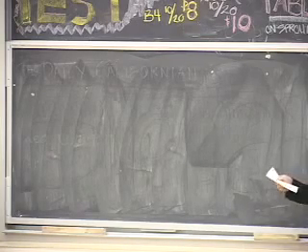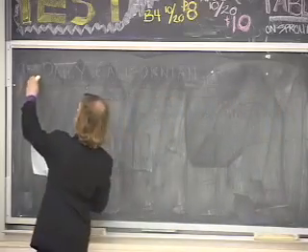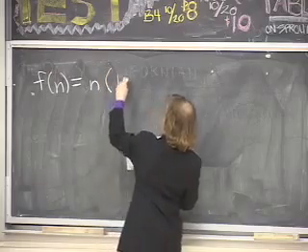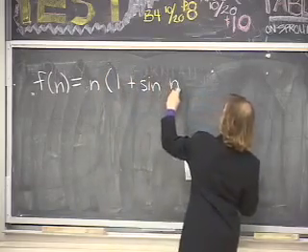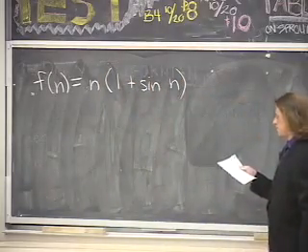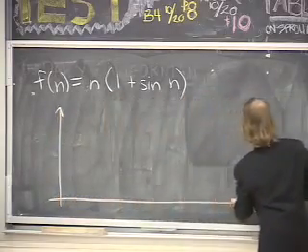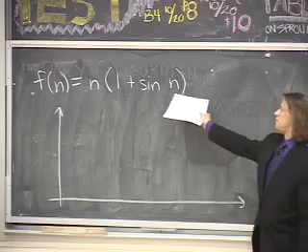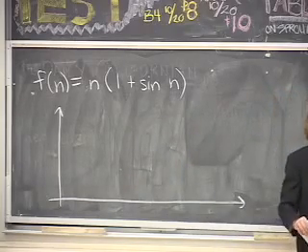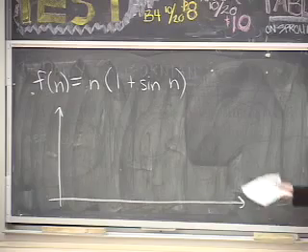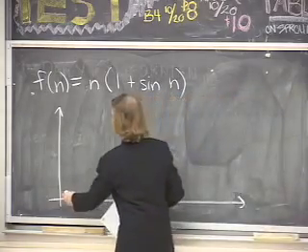Another thing I want to point out is that there are some functions that are not in big theta of anything simple. So just to give you kind of a pathological function, let's look at f of n equals n times 1 plus sine of n. What does this function look like? Basically, I take a sine function, I add 1 so that it never goes negative, but it keeps oscillating back and forth between 0 and 2. And then I multiply it by n so that I get something like this.